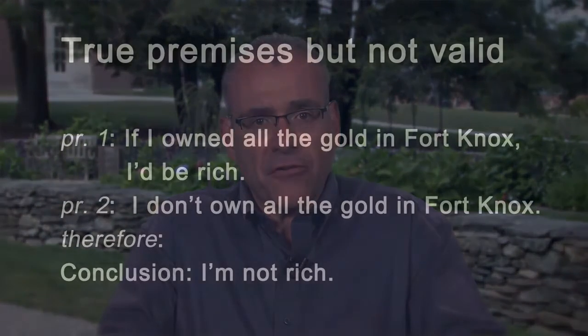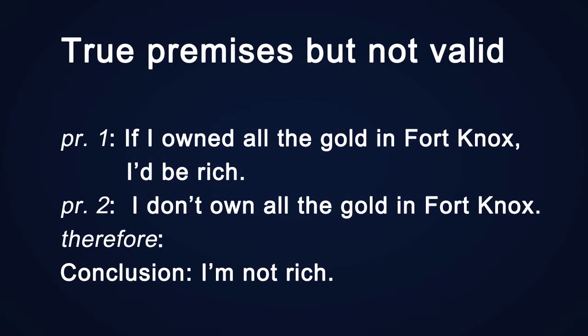Let's try another application of our definitions of soundness and validity. Can we have an argument that has true premises but is not valid? Well, let's try this example. Premise number 1. If I owned all the gold in Fort Knox, I'd be rich. That seems true, and likewise, it also seems true that I don't own all the gold in Fort Knox. Let's look at those two premises. The conclusion is, consider the conclusion being, I'm not rich.